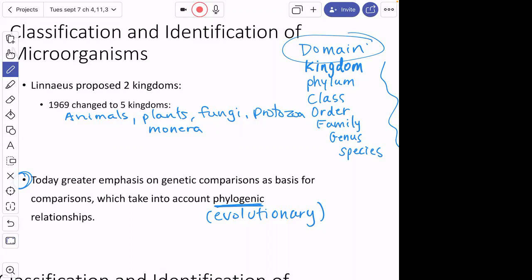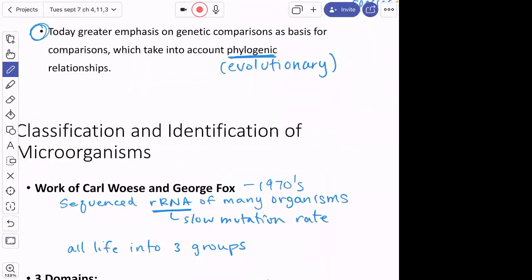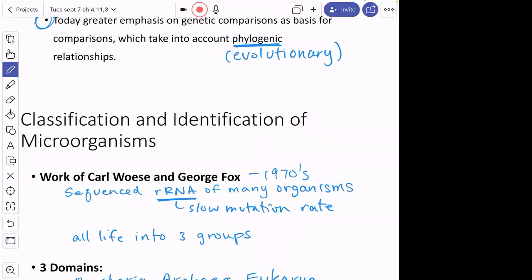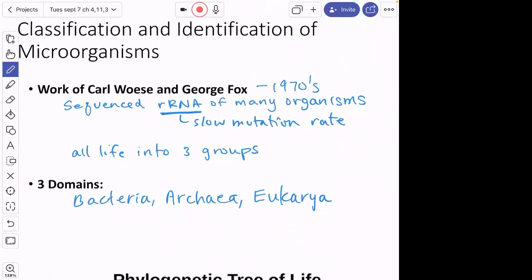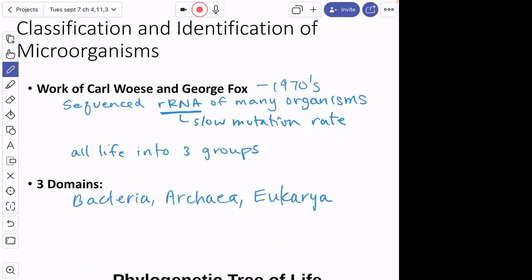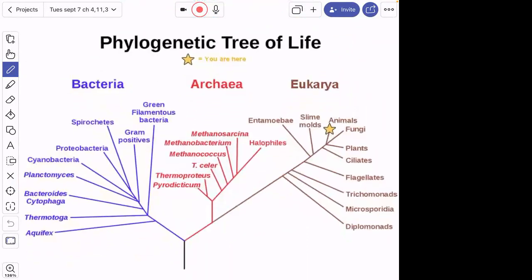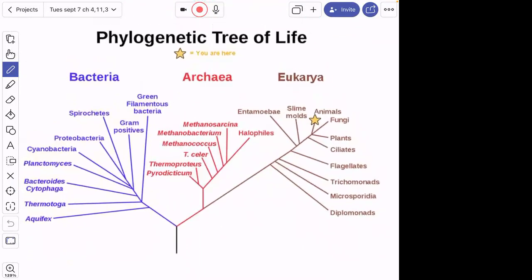It may not be as recognizable as those other levels. So I'm surprised that your book doesn't have Woese's tree of life. Okay, I got this off the internet, but I didn't even cite it because it's just pretty much well known now. But here are the three domains that he suggested.